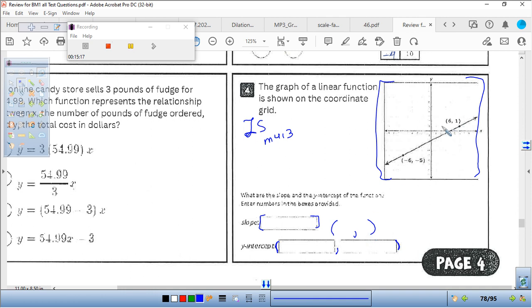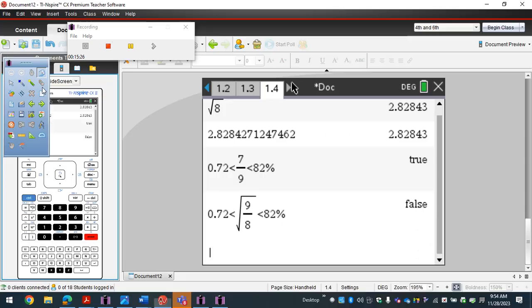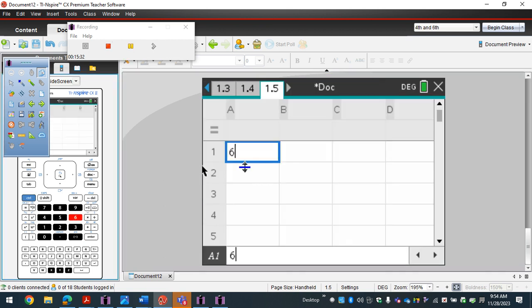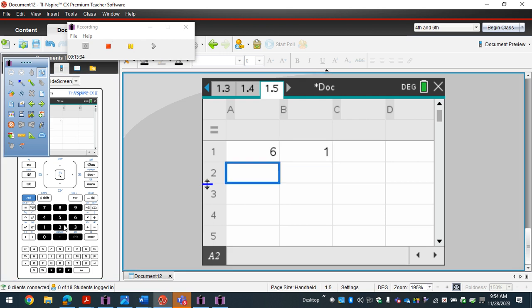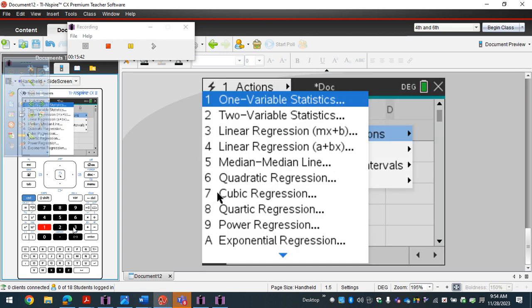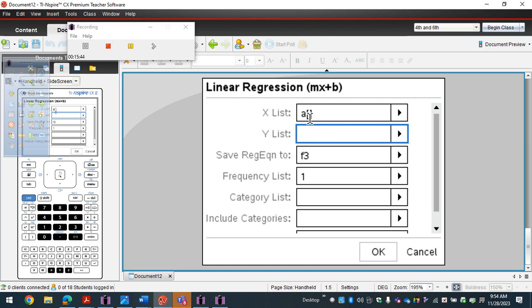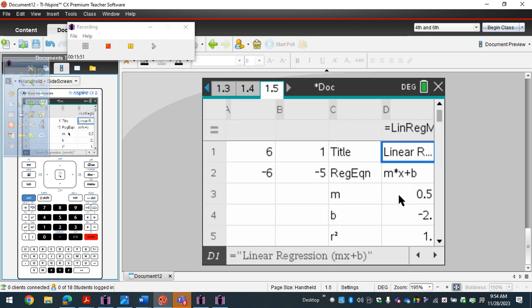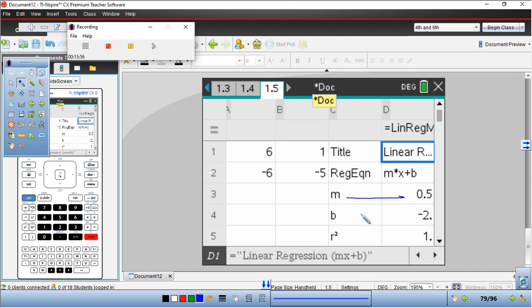So let's go to lists and spreadsheets. 6, 1, and negative 6. So 6, 1, negative 6, negative 5. Come here, go to menu, and then go to 4, 1, 3. And then make sure that one's an A. You have to go to B here and control left parentheses, enter, enter. So there's my slope. Boom. And here's my y-intercept.